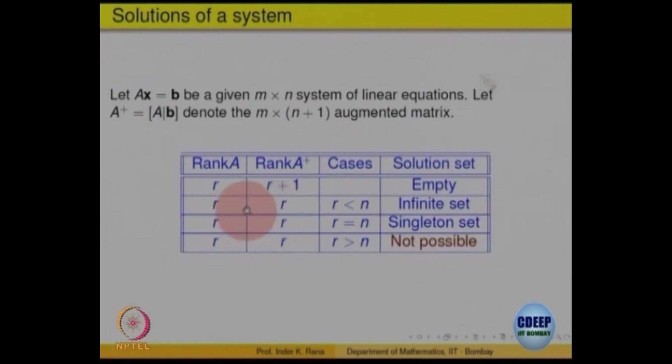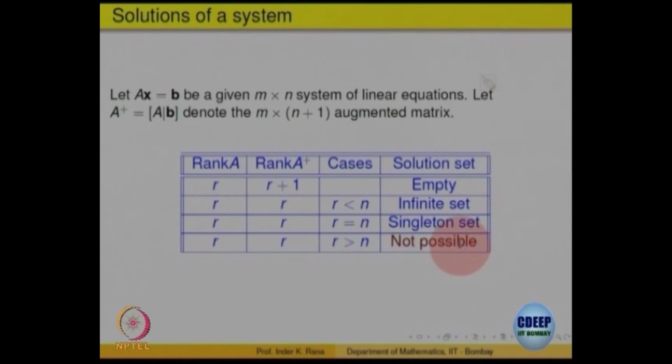If both are r and r is strictly less than n, the number of variables, then there are infinitely many solutions possible, right. And if both the rank of A and the rank of the augmented matrix are equal to n, then the solution set will be a single point. That means there is a unique solution, right. This cannot happen, r cannot be strictly bigger than n. The rank of the matrix cannot be bigger than the number of rows or the number of columns.